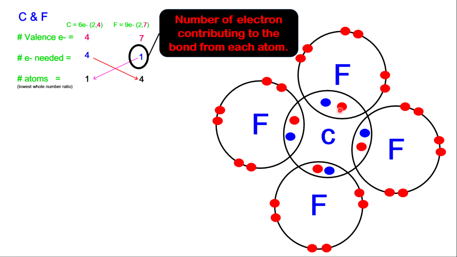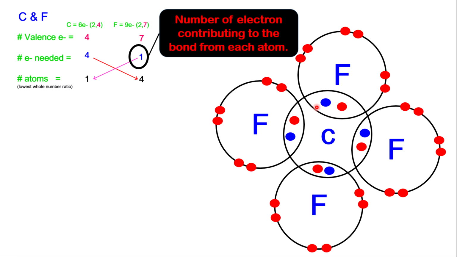For this fluorine is 2, 4, 6, 8. Again, around this fluorine is also 2, 4, 6, and 8. This one will also be 2, 4, 6, and 8. Around this fluorine will be 2, 4, 6, and 8. So all the atoms are completely satisfied or completely filled.